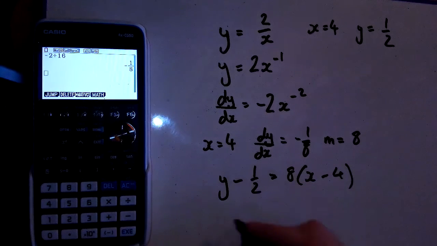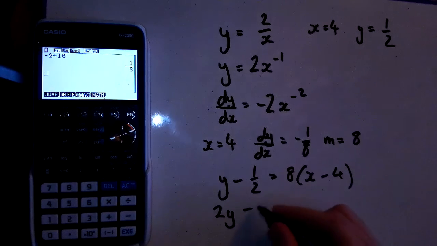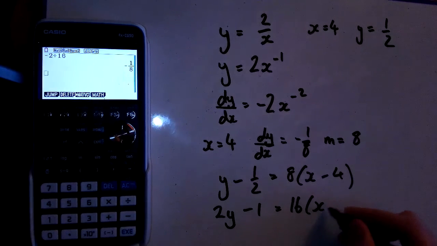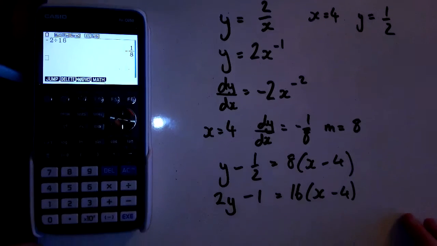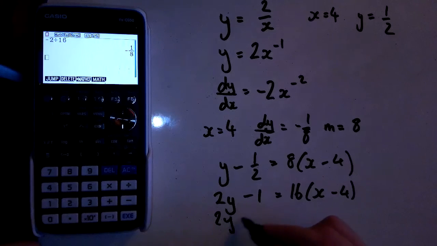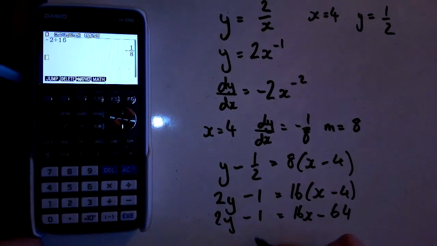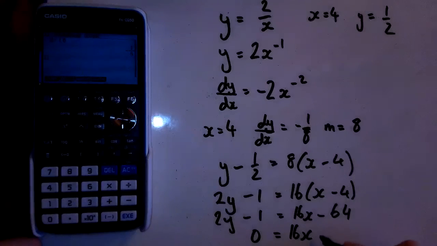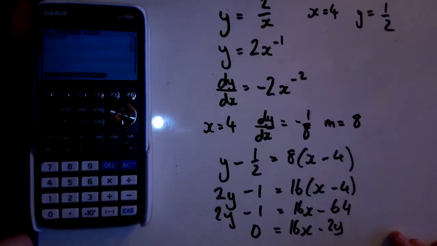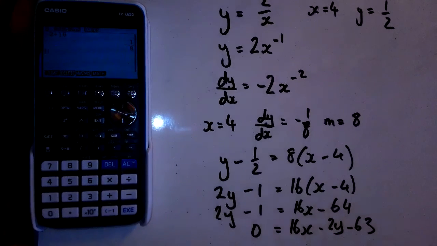So y minus y1 is m times x minus x1. I'm going to times something by 2. So 2y minus 1 is 16 times x minus 4. Expand: 2y minus 1 equals 16x minus 64. Take everything to one side. So 16x, take away 2y, minus 63 is 0.